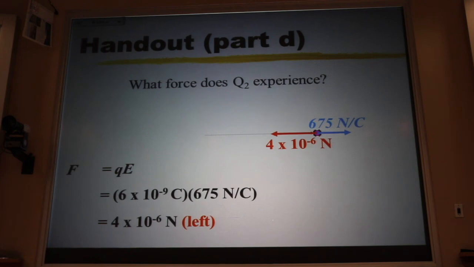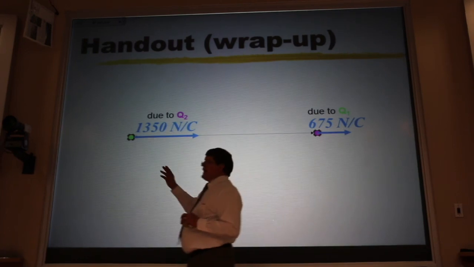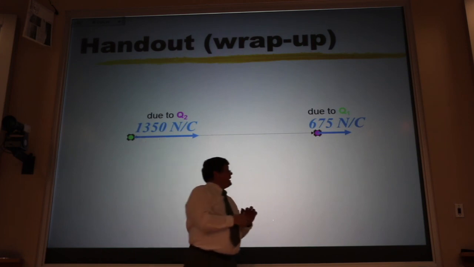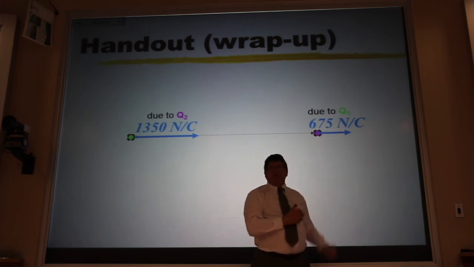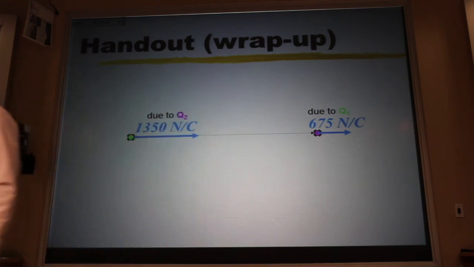Let me summarize the first 4 parts of this handout. What I found is that the electric field due to Q2 over here was 1350 newtons per coulomb to the right. The electric field due to Q1 over here was 675 newtons for each coulomb to the right. These electric fields are equal and opposite by what law? People. They're not equal. They're not opposite.